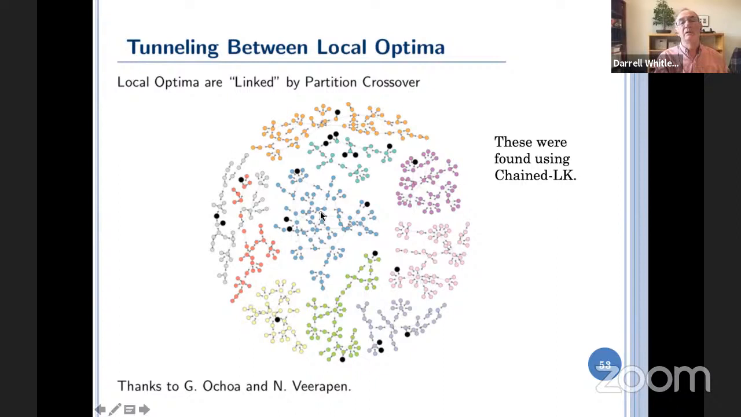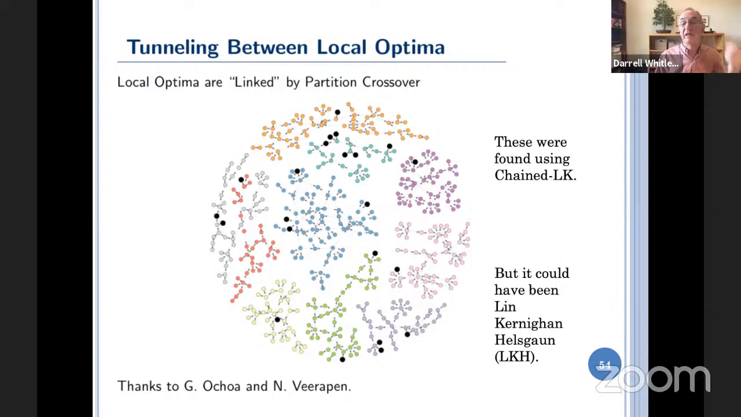There is some directionality in this graph. So I'm not saying that you can get from every point to every other point, but in most cases, there'll be some way to get from here to there. At the very least, this gives us a lot of opportunities to apply recombination and find one of these global optima. Chained LK was used here. It could have been the famous Lin-Kernighan algorithm, and particularly the Helsgaun variety of that. That's not the point. The point is these tunnels do exist and they do connect local minima.